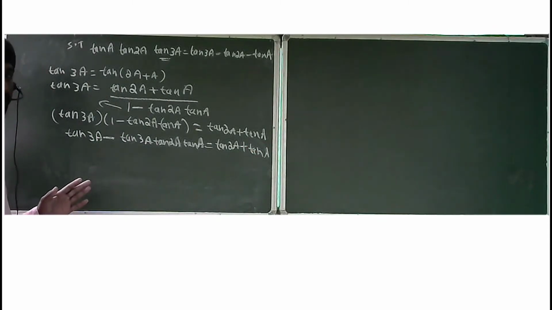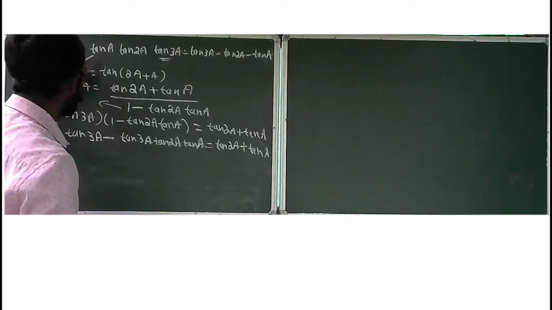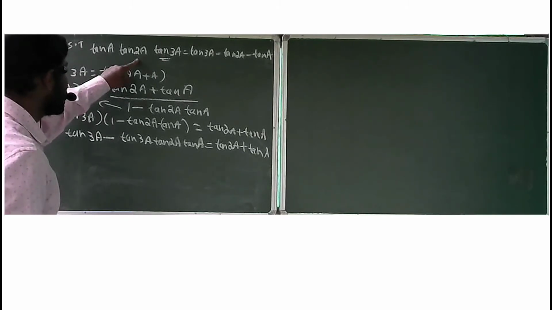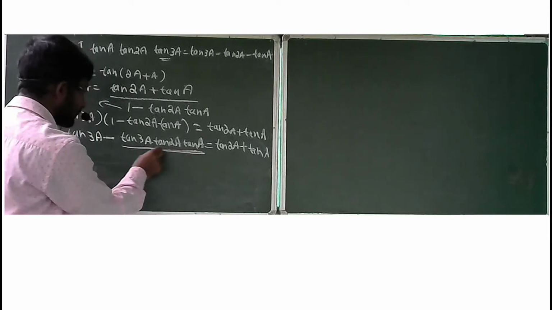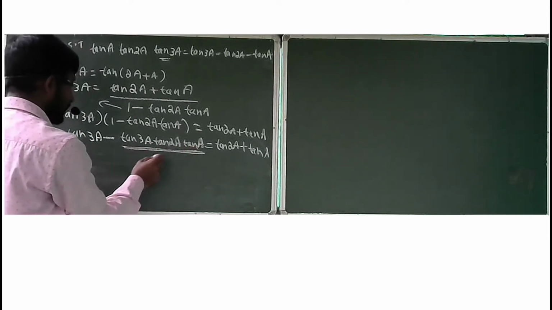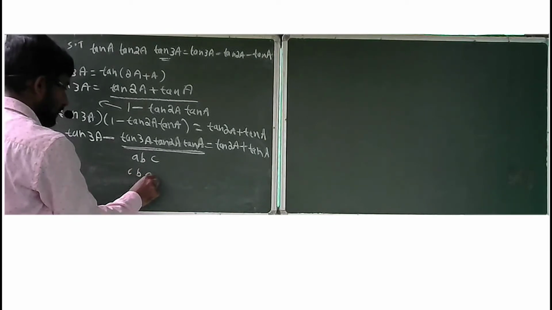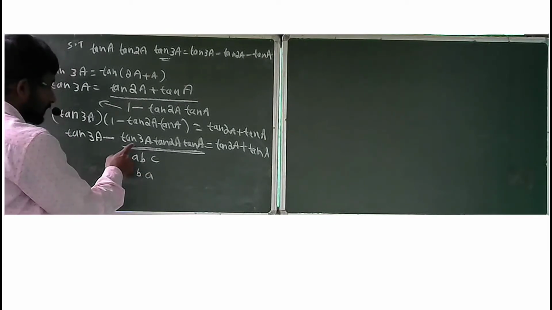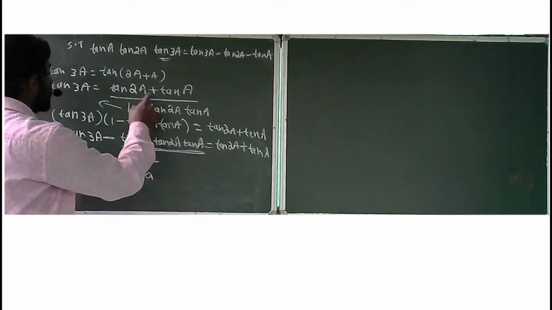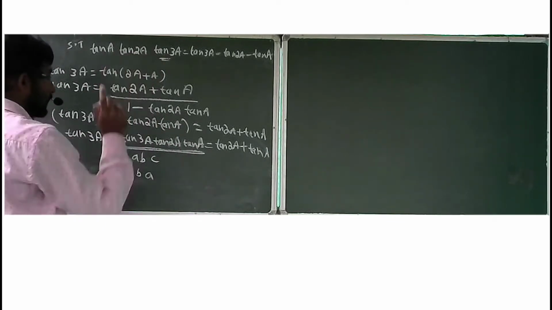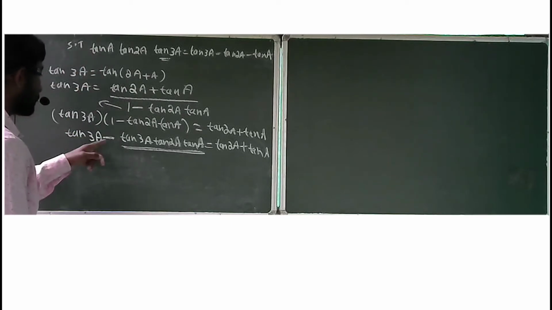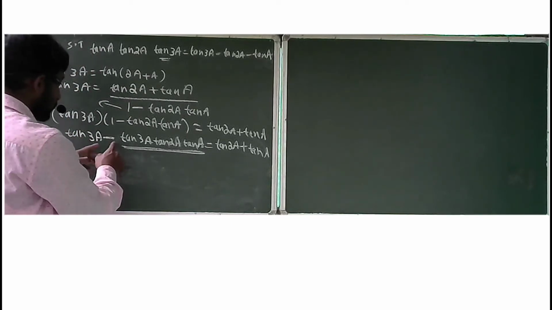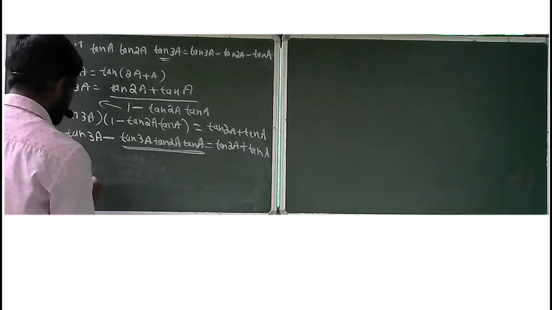Now simplify. See the question. They asked for the product tan a into tan 2a into tan 3a. Here you can see tan 3a into tan 2a into tan a. ABC can be written as CBA also, right? Tan 3a, tan 2a, tan a is the same as tan a, tan 2a, tan 3a. But in the question, plus is there, but here minus is there. So you need to shift the whole sum to the RHS.